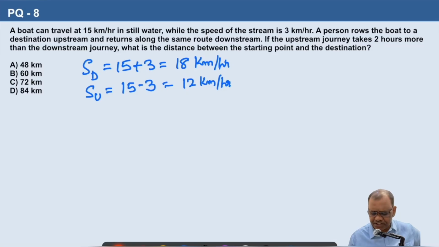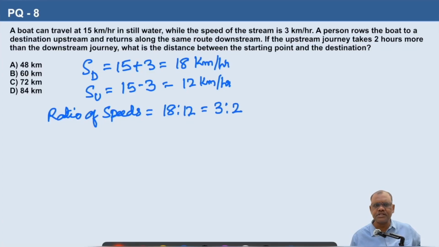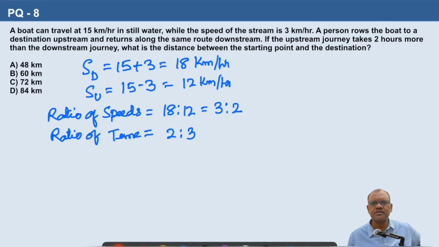Now let us find the ratio of timings. We will find the ratio of speeds first. The ratio of speeds is 18 is to 12, that is 6 threes and 6 twos. 3 is to 2 is the ratio of speeds. So now tell me, what is the ratio of timings? The ratio of timings is the inverse ratio. 2 is to 3 is the ratio of timings.